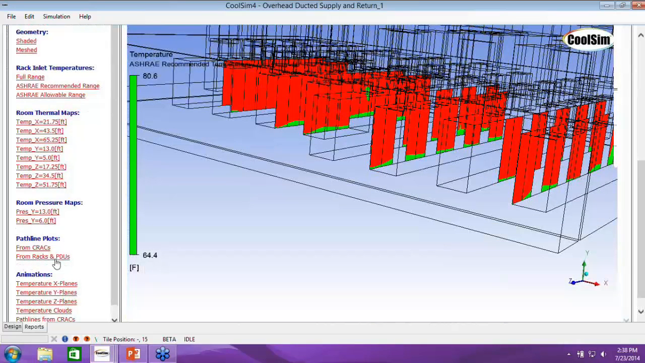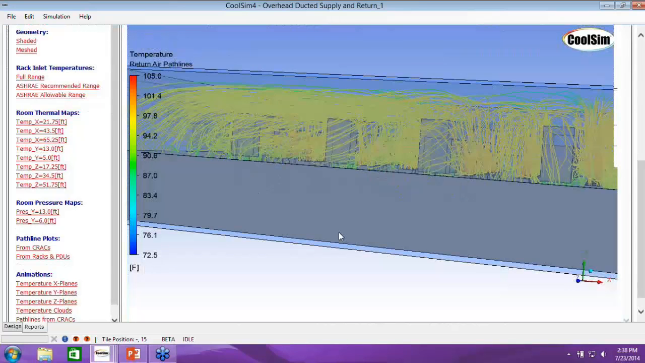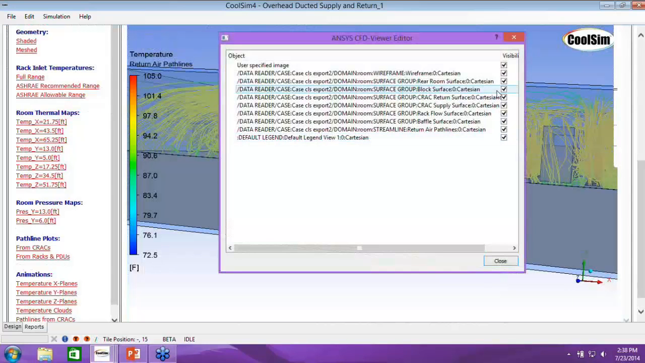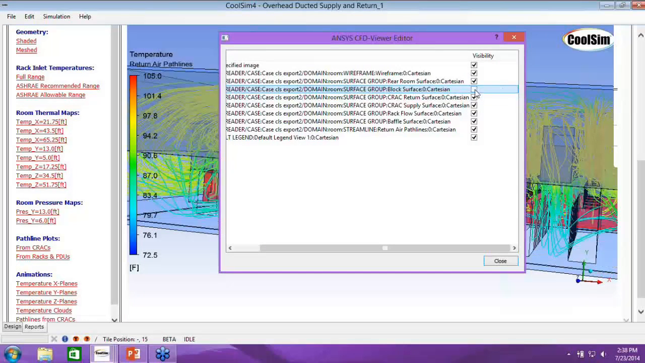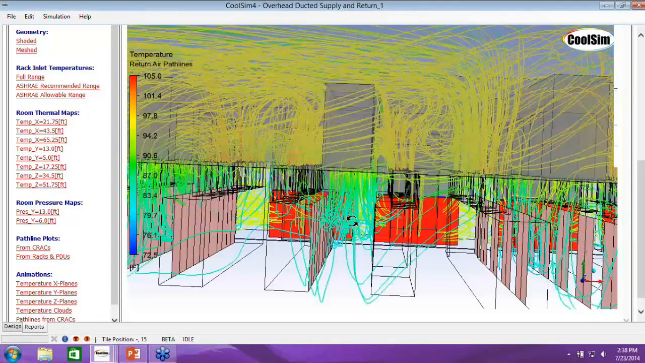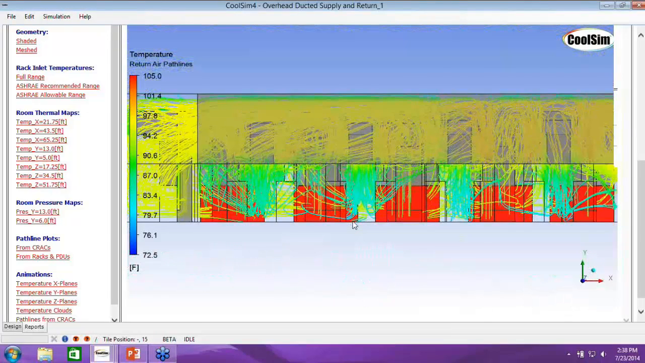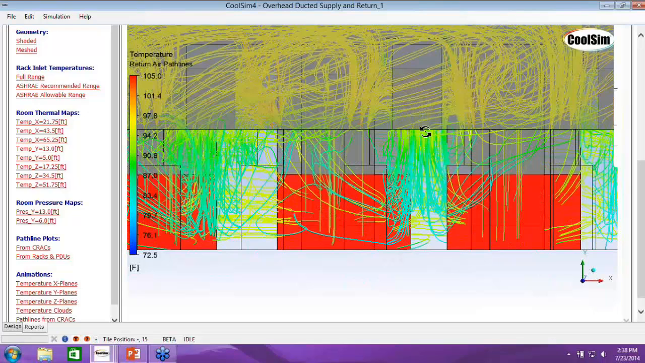So again, if we look at the returns, I look at returns, Magnus, more than I look at supply lately, because it's returns that actually give me the problem oftentimes. It's the return that's not managed as much as anything else. And like I said, it's this stuff in here. If we bring this around and take off the perspective, you can see right there's your problem.